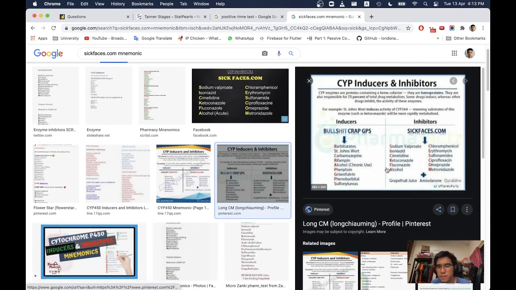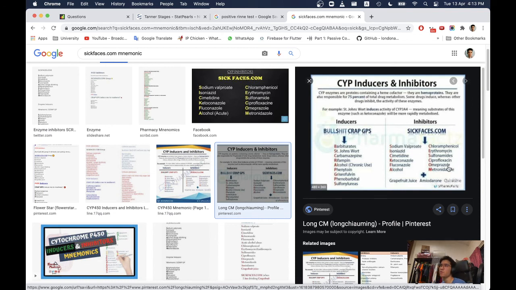This one. Barbiturates, carbamazepine, rifampicin, alcohol. Alcohol, not azithromycin. Alcohol, phenytoin, griseofulvin, phenobarbital, sulfonylureas, not sulfonamides. Sulfonamides are actually inhibitors.